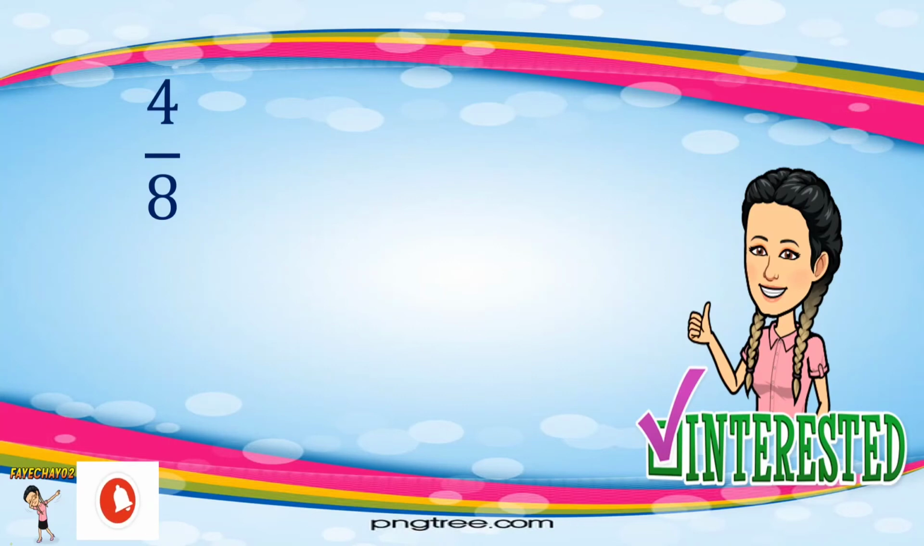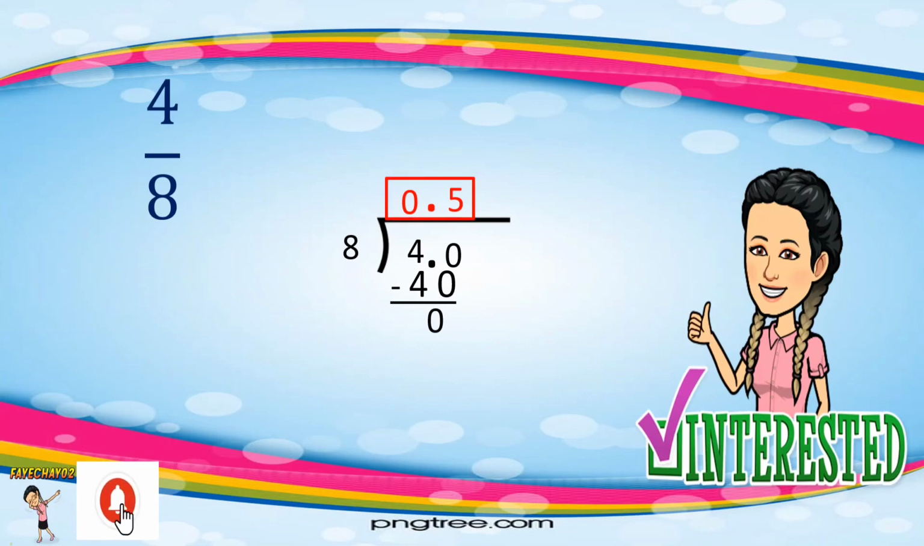Another one, we have 4/8. So again, divide the numerator by the denominator. We cannot divide 4 by 8, so add a decimal point and add 0 to the right of the decimal point. So we have 40 divided by 8 is 5. 5 times 8 is 40. 40 minus 40 is equal to 0. Again, write the decimal point before the number 5, and since we don't have any whole number, write 0 in the whole number place. 4/8 in decimal is 0.5, or 5/10.